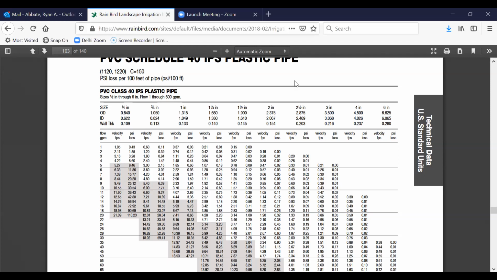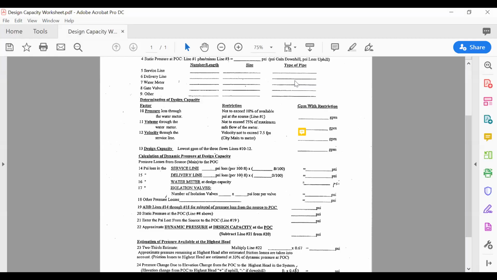So how many feet of pipe do we have? Isn't it 65 feet? Was I right? 400. Oh, I wrote down the wrong number. So 400 feet.